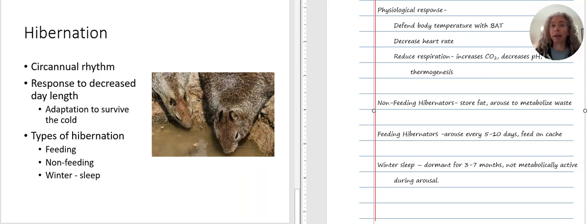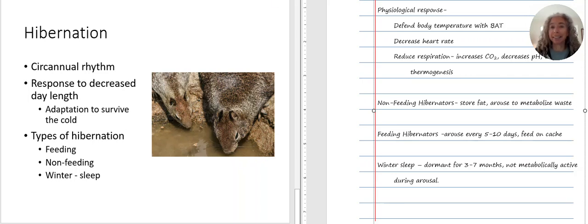The first is a non-feeding hibernator, and an example of that would be a woodchuck. These animals are going to store fat in the fall and will rely on their fat while hibernating. These animals will hibernate for about a week, interspersed with 1-day arousal periods when they're going to metabolize the byproducts of metabolic waste and oxidize any materials they need to. These animals will also increase their body temperature to normal body temperature while they're awake, but they're not going to feed during this period.